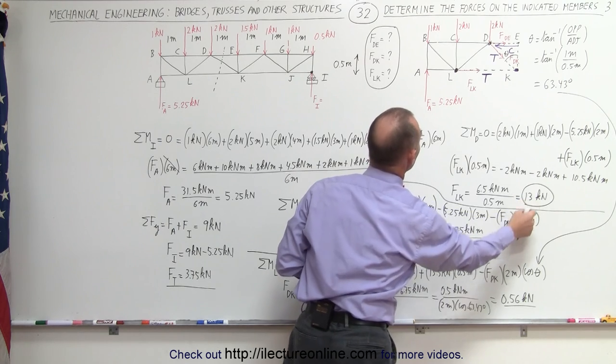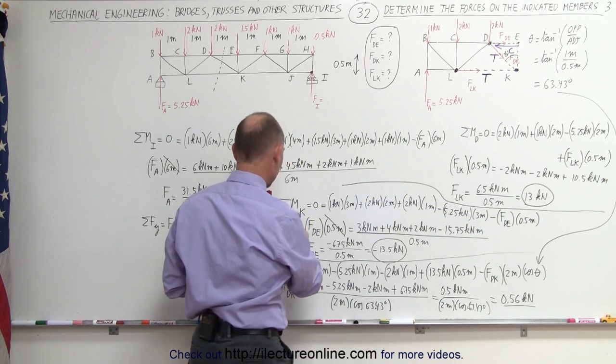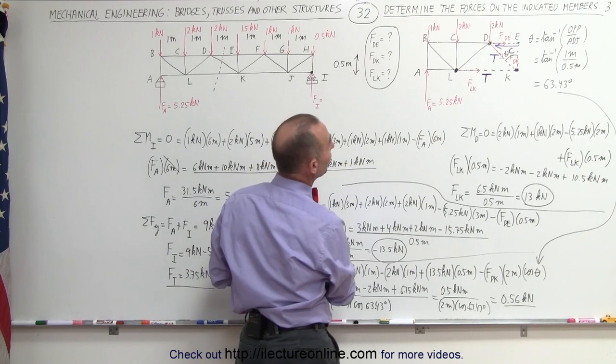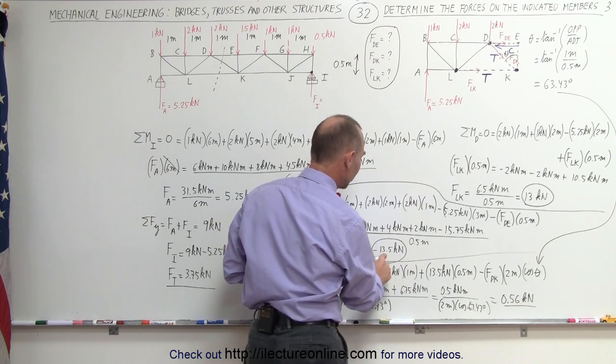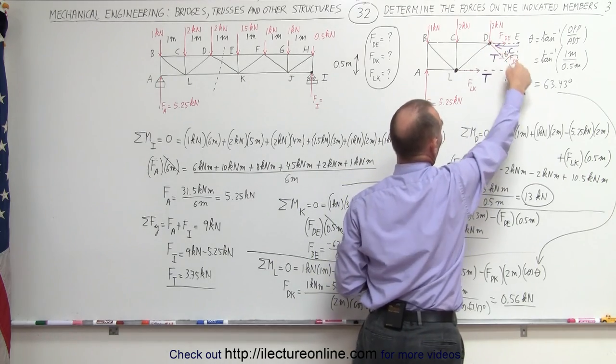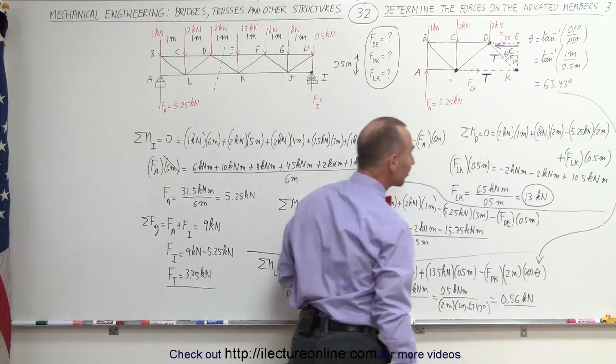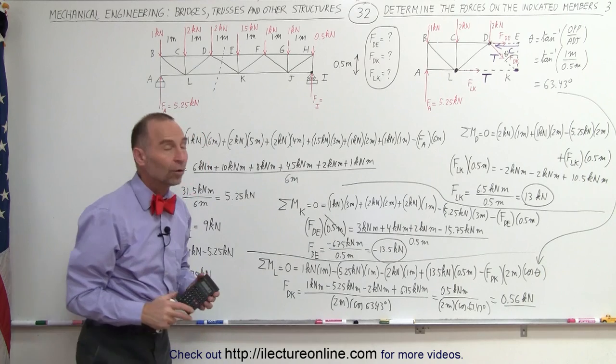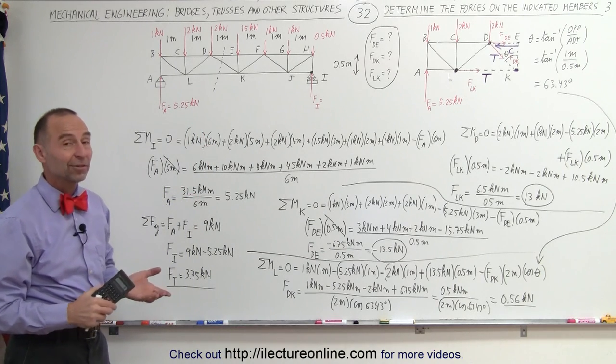So the three forces: LK, 13 kilonewtons, that is under tension. The next one, that was force DE, we realized that was under compression, 13.5 kilonewtons. And the final force, the one that goes across like this at an angle, is 0.56 kilonewtons, and it looks like that one is also under tension. And that's how it's done.